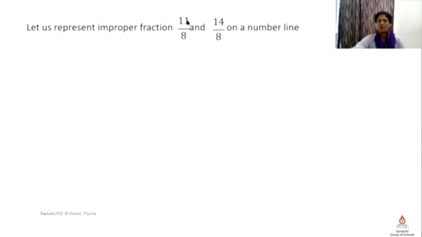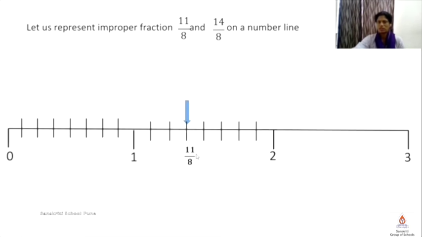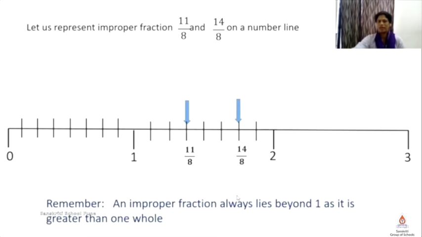Let's represent improper fractions 11 upon 8 and 14 upon 8 on a number line. We again start with a straight line and we mark 4 points 0, 1, 2, 3. But in this case, children, since improper fractions are more than one whole, we might require the distance between 0 and 1 and also 1 and 2. So let's divide both these into 8 parts. At 1, you know that the fraction is 8 upon 8. So let's count after 8 upon 8: 9 upon 8, 10 upon 8 and 11 upon 8 is your fraction. 12, 13 and 14 upon 8. An improper fraction always lies beyond 1 as it is greater than 1 whole.